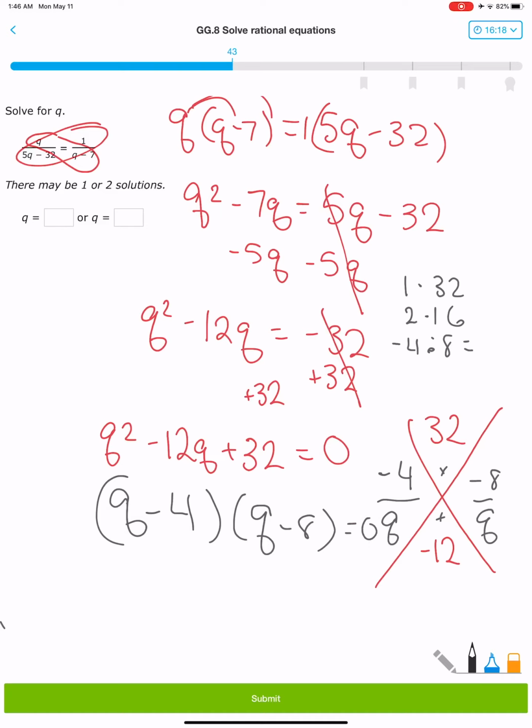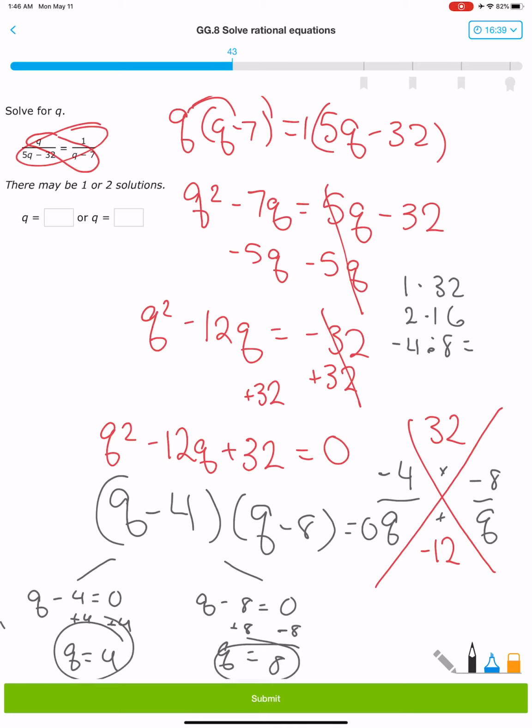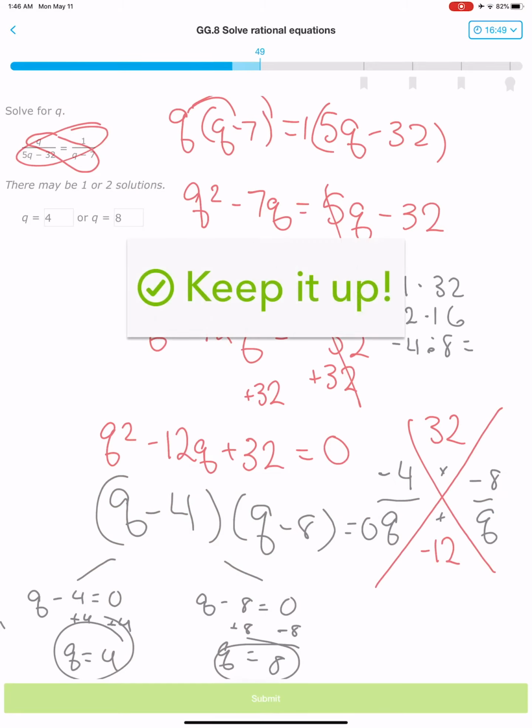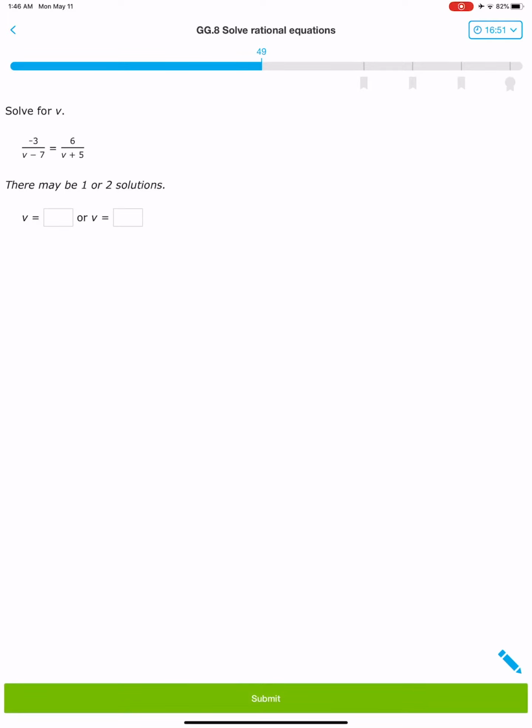And we're going to set them up as two separate equations. So q minus 4 equals 0. q minus 8 equals 0. Add 4 on both sides. q equals 4. And q equals, add 8 on both sides, 8. Perfect. Perfection.